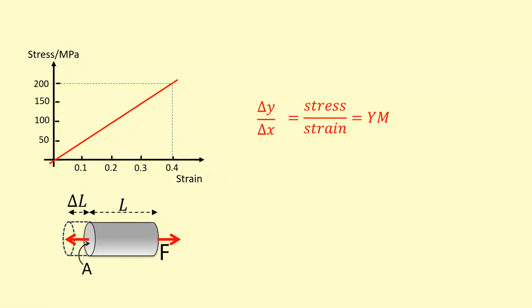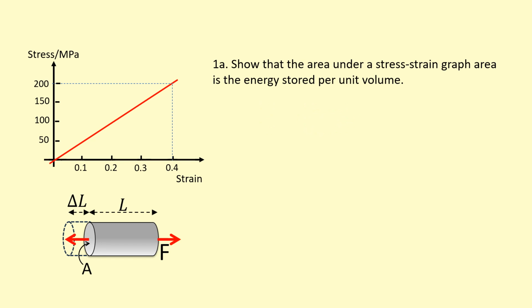Okay, we know that the gradient of a stress-strain graph is equal to Young's modulus. In this question, we're asked to show that the area under the stress-strain graph is equal to energy stored per unit volume. So the area can be determined by doing y-axis times the change in the x-axis. In this case, on the y-axis, we've got stress, and on the x-axis, we've got strain. So basically doing stress times strain.